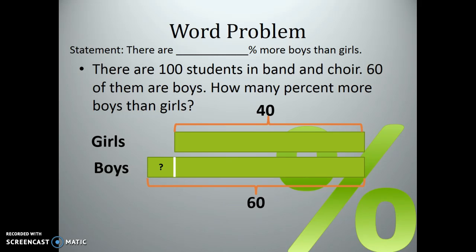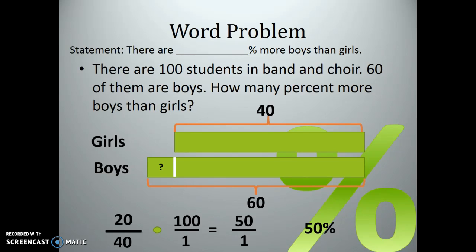And then we need to find the difference between boys and girls, and we need to put that over the amount of girls. So we're going to subtract 40 from 60 to get 20. That's our difference. And we're going to put 20 over 40. 40 is the number of girls, and that's what we're comparing to. And then we're going to convert that to a percentage. And we're going to come up with 50%. My statement is there are 50% more boys than girls.